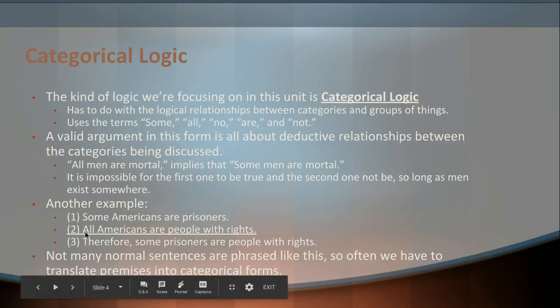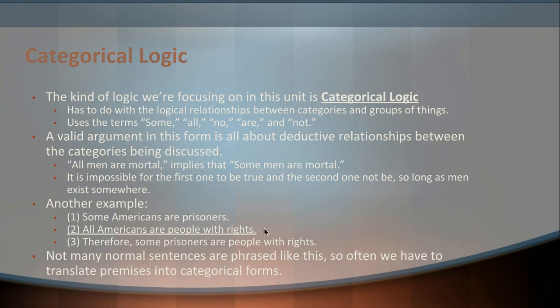So if we go back to this example, all Americans are people with rights. Aristotle would say that this statement, if it's true, implies that there actually are such things as Americans, which overall seems safe until you start thinking about things like unicorns and dragons. If I say all dragons breathe fire, well, that sentence is either true or false, or at least it seems like it. But there are no such things as dragons. So it doesn't seem like there have to be dragons for it to be true.